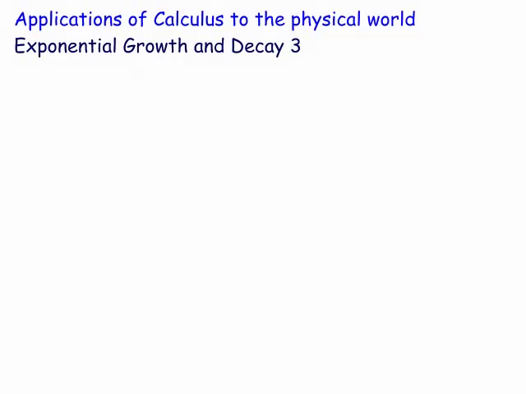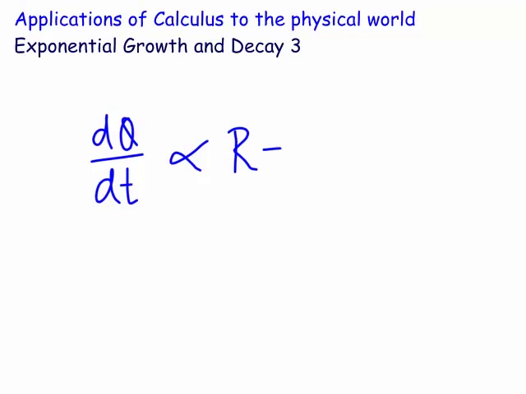Today we're looking at further applications of calculus to the physical world, and this is growth and decay 3. This one is very similar to growth and decay 2, but now we are looking at the rate of change of something being proportional to some constant minus the quantity present. So the difference is reversed.